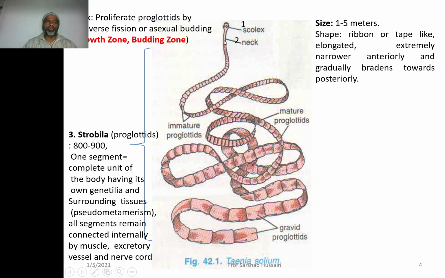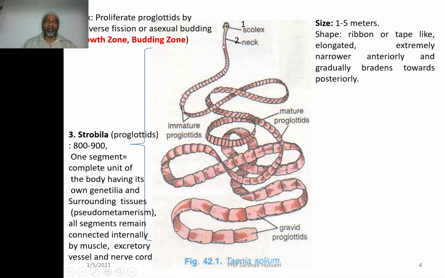The neck is the portion from where the strobila is formed. Strobila segments are also called proglottids, the segments of the Taenia solium body. So it is the portion where the strobila or the proglottids are formed. Proliferation of strobila is there, and the process is called strobilization. So this is the growth zone or the budding zone.